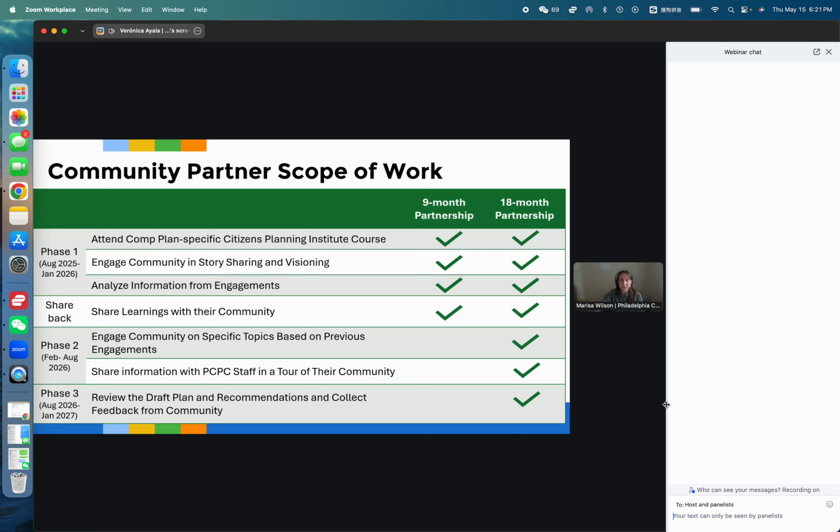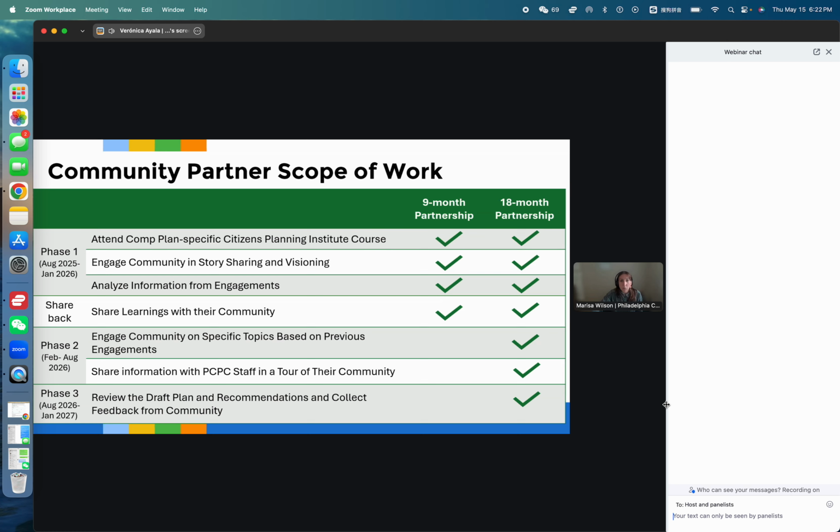So what will community partners actually be doing? Community partners will lead engagement with their community in a number of ways. If we remember back to the engagement phases that Veronica shared earlier in the presentation, the community partners will be following these phases of engagement as well. Both 9-month and 18-month community partners will attend a comprehensive plan-specific Citizens Planning Institute course, like Veronica mentioned. They'll engage their community in story sharing and visioning. They'll analyze information from those engagements, and they're going to share the learnings from those engagements with their community.